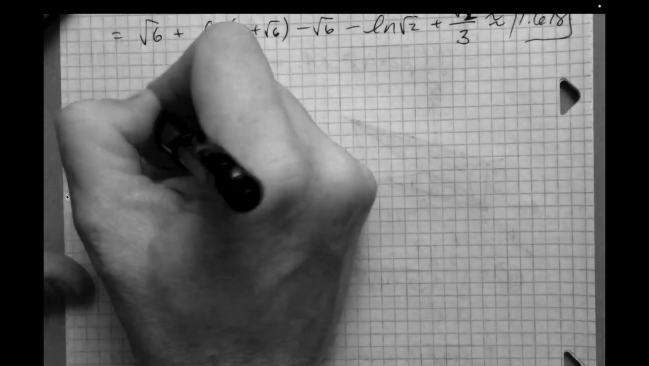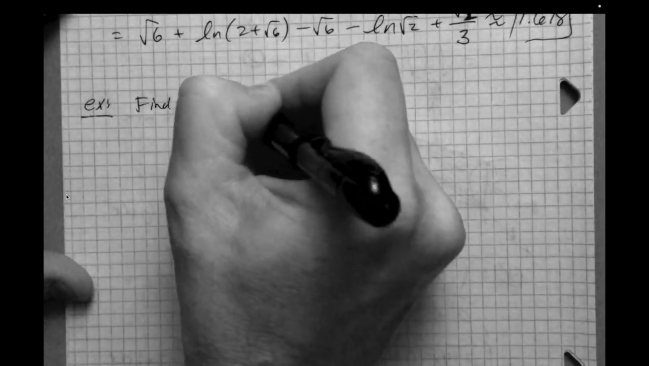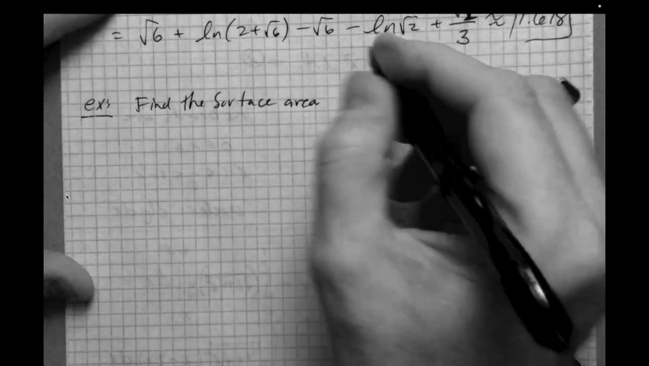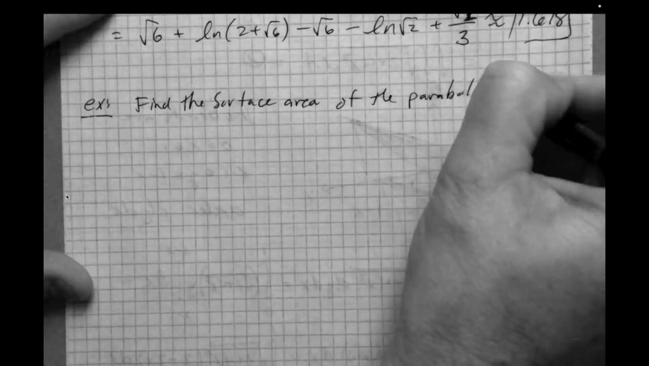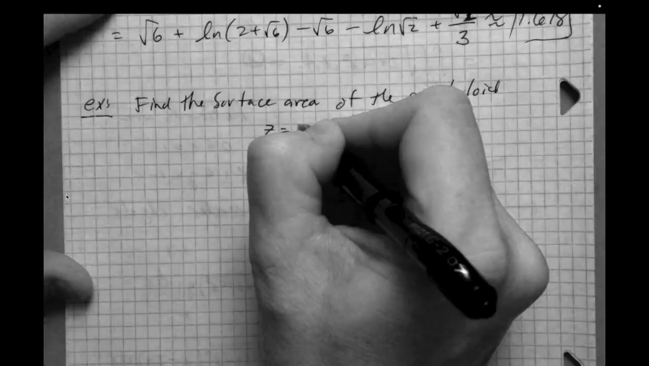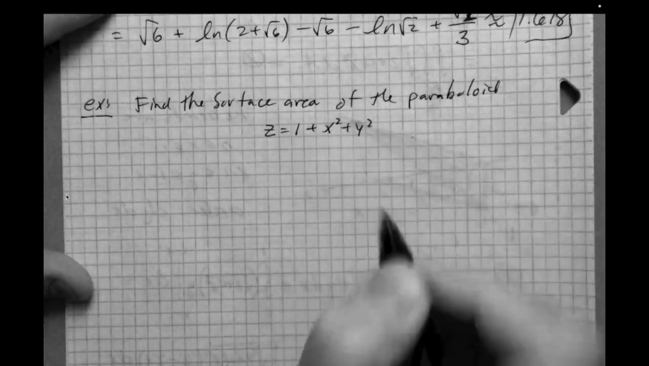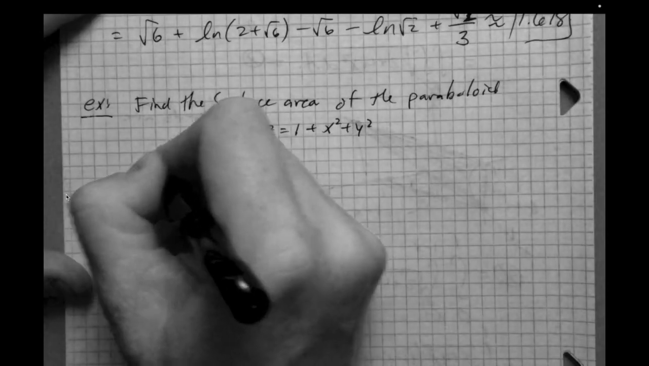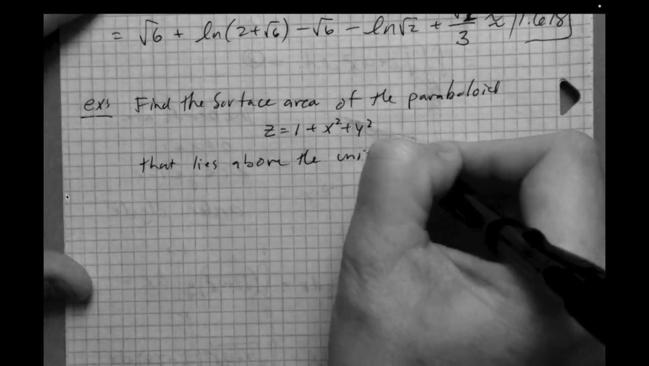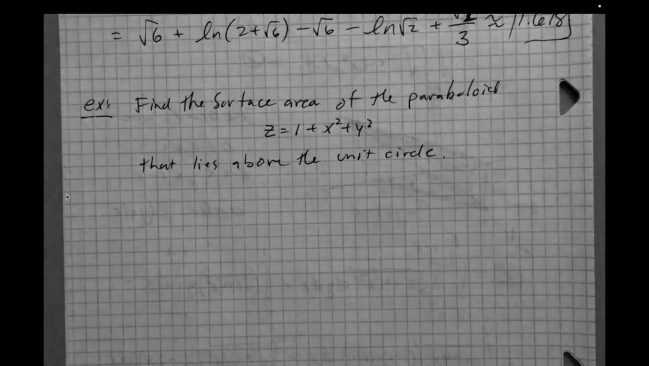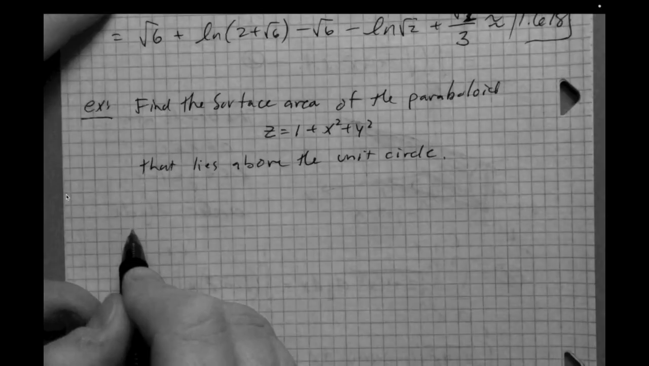Okay, so find the surface area of the paraboloid. And the paraboloid is z equals 1 plus x squared plus y squared that lies above the unit circle. Okay, and so the fact that we're dealing with a unit circle as the region makes polar coordinates an obvious choice here, so we're going to use polar coordinates. Let's start by drawing a picture of this thing.